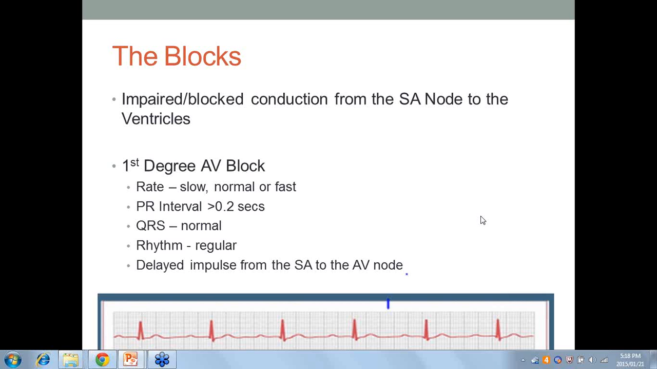So hopefully as we close this lecture, you're feeling maybe not super confident at this point, but at least understanding of the material and confident that if you go back and practice, you should be able to catch most of these ECG rhythms. So we're going to get into talking about the blocks.